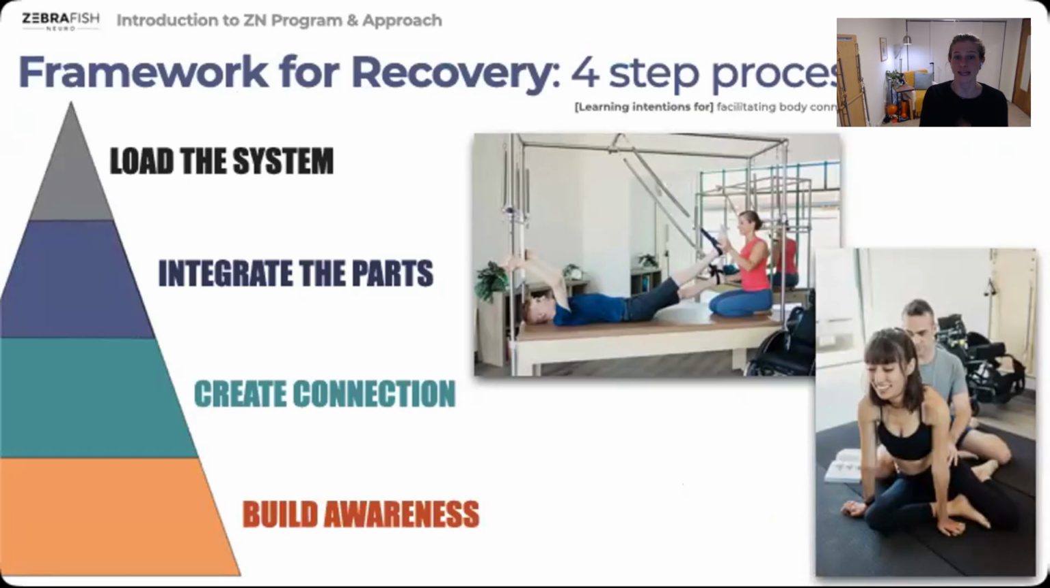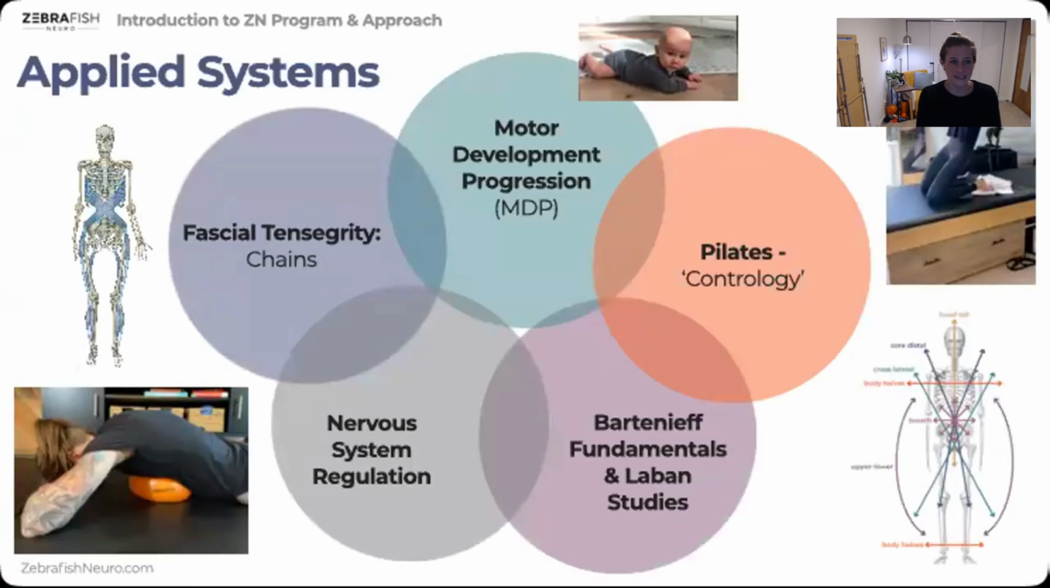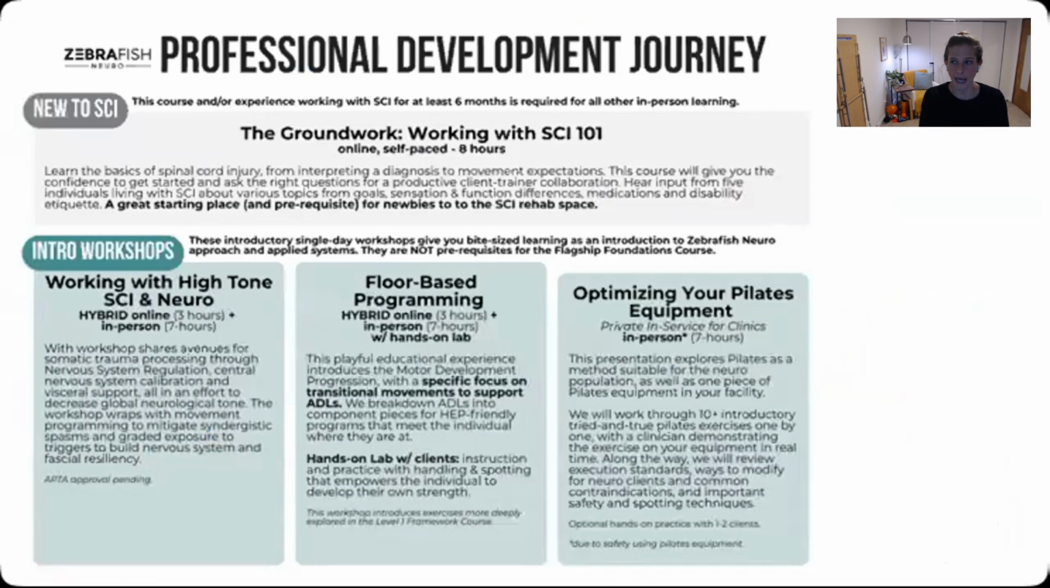All right, so as I said, the framework is when exercises are implemented and with what intention. And then the applied systems is how it's done. Like what system am I using to actually do the thing? What door are we knocking on, right? And then just a quick recap of this professional continuing ed journey.